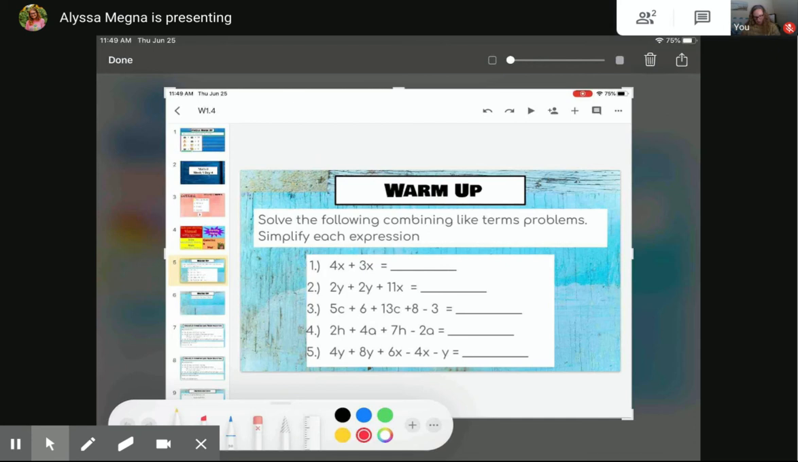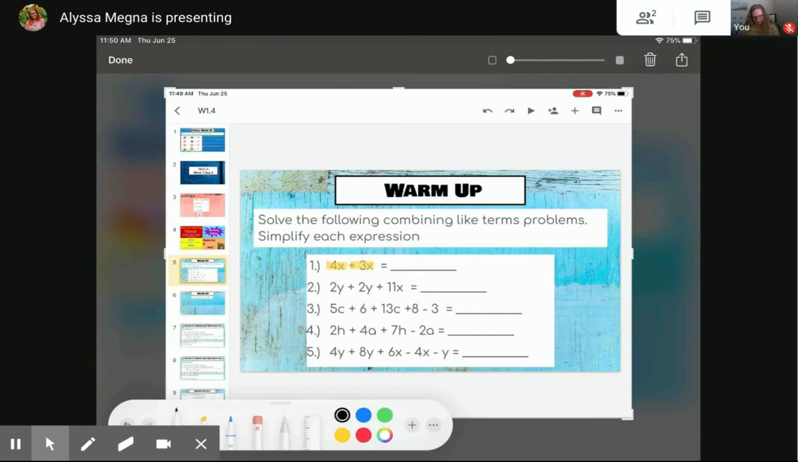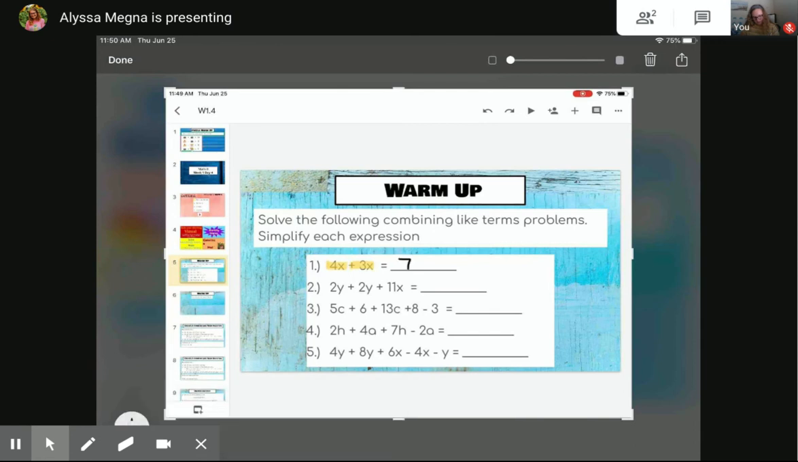So starting here, I'm going to do 4x because that has an x. The next term, 3x, also has an x. I'm going to highlight the 3x and the sign in front of the 3x to remind myself that that 3x is a positive 3x. So I'm going to be doing 4x plus 3x. When I add those two together, I get 7x. And because there's nothing else in that problem to combine, that's my final answer.